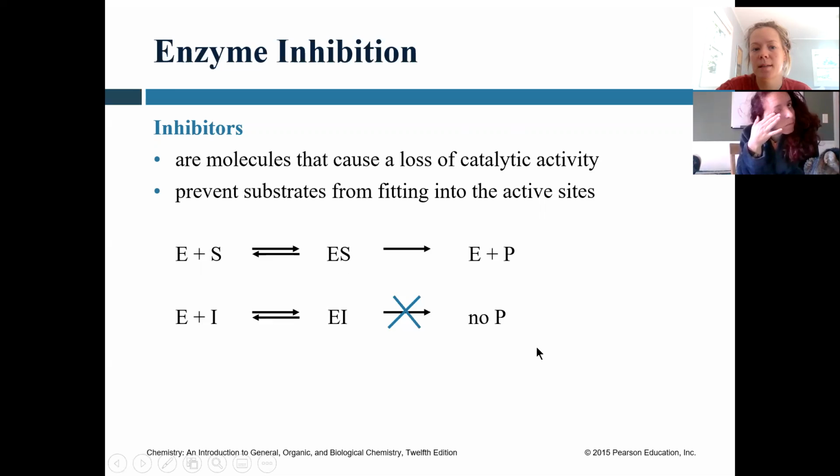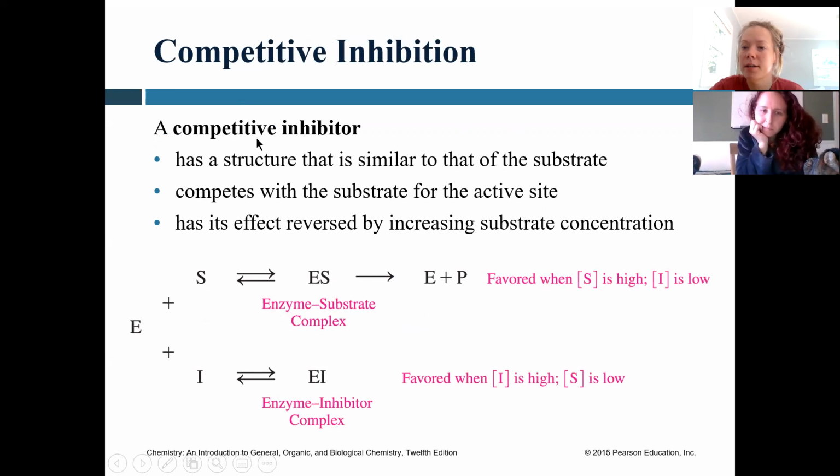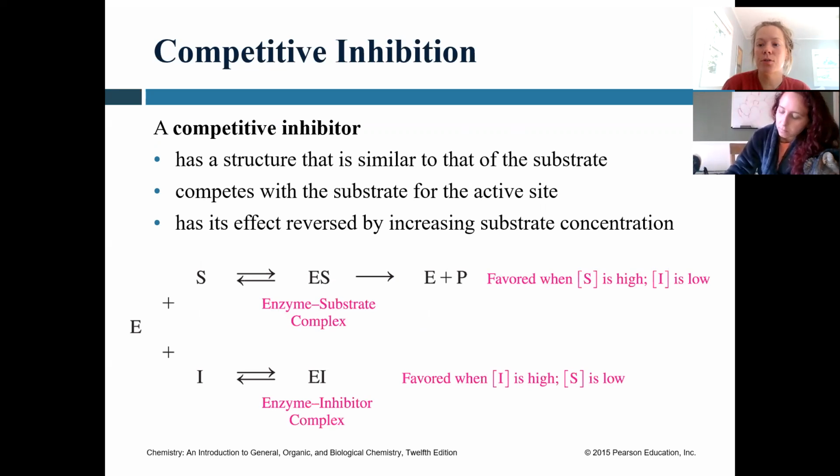And there's a couple of different ways it can do that. One is called a competitive inhibitor. A competitive inhibitor has a very similar structure to the substrate. Like we could say that there's a competitive inhibitor for sucrase, and it looks very similar to sucrose.